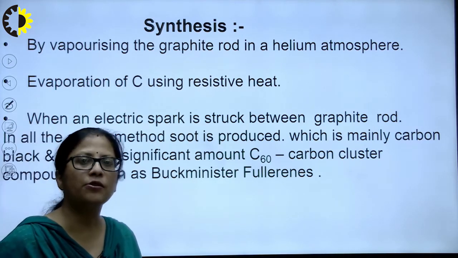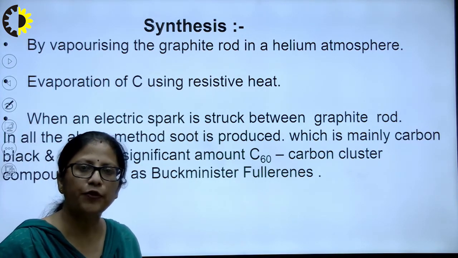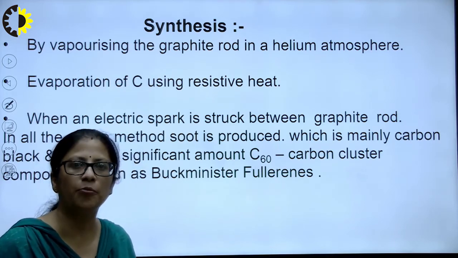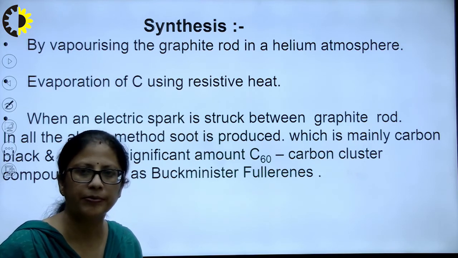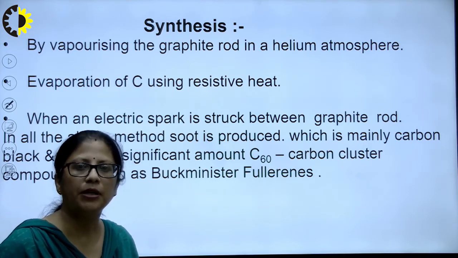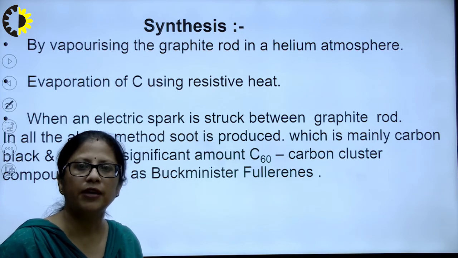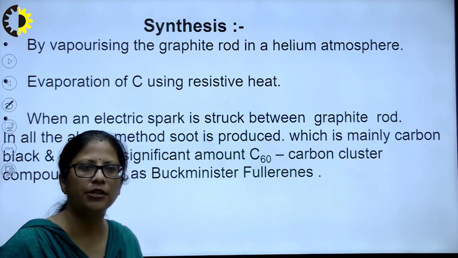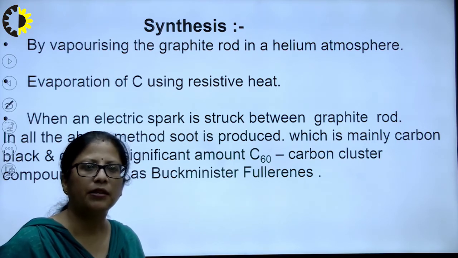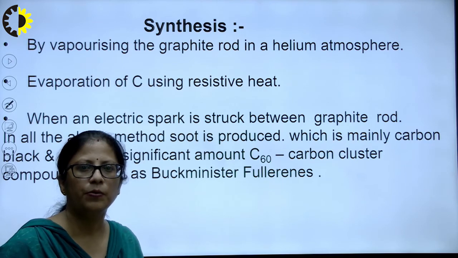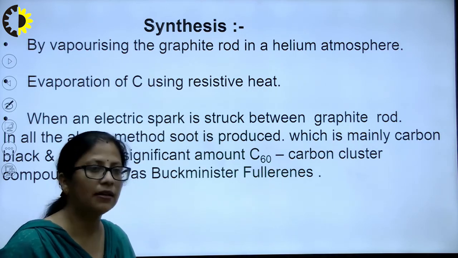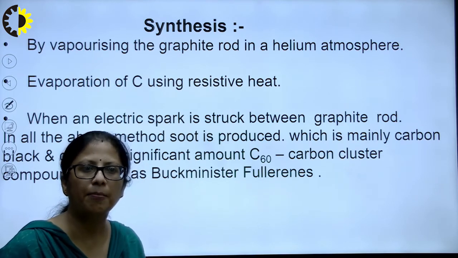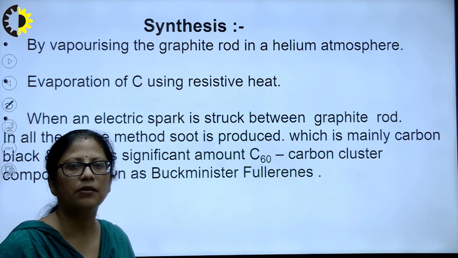Coming to the synthesis of fullerenes. These fullerenes are synthesized by vaporizing graphite rod in an inert atmosphere, generally in helium atmosphere. Evaporation of carbon is done using resistive heat. When an electric spark is struck between graphite rods, in all the above methods, soot is produced, which is mainly carbon black and contains a significant amount of carbon 60, a carbon cluster compound known as Buckminster Fullerene.